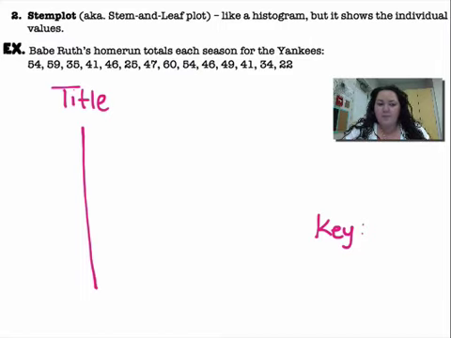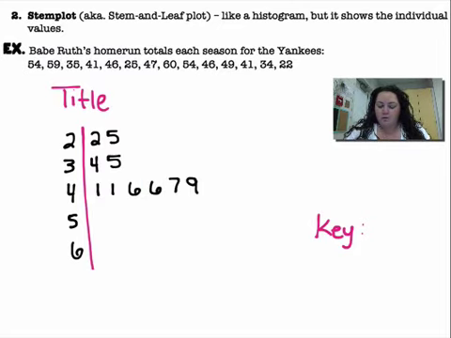So my stems are going to be the 50s, 40s, 30s, 20s, 10s. So those numbers. So 2 stands for 20s, 3 stands for 30s. Then I would put in all the leaves. So 20, I have a 25 and a 22. So I would put 2, then 5. Okay, you always want to put your leaves in order. So that's what my stem and leaf plot there would look like.